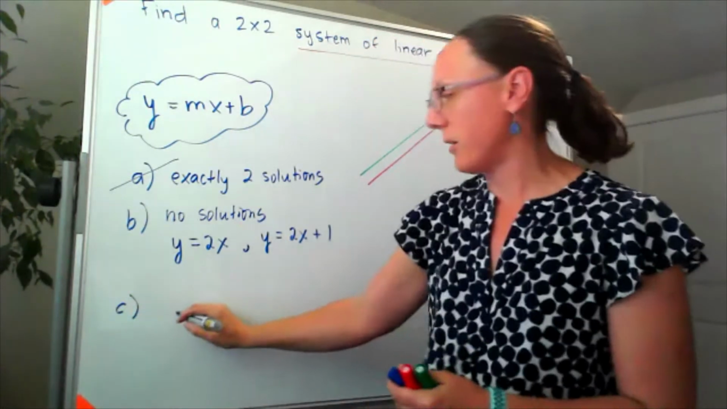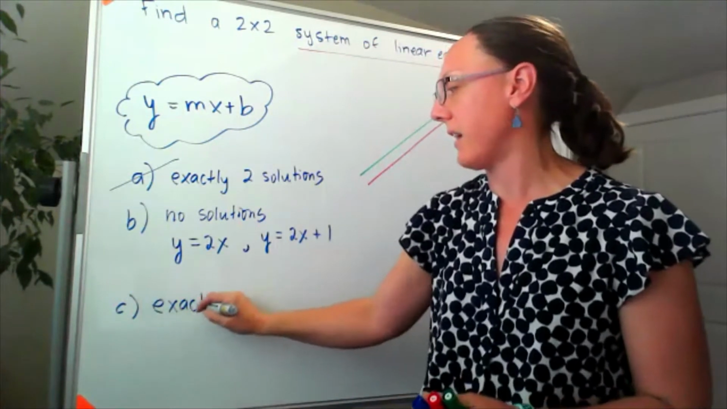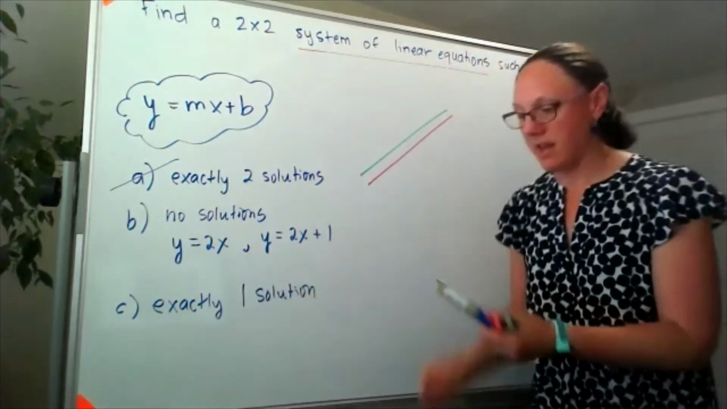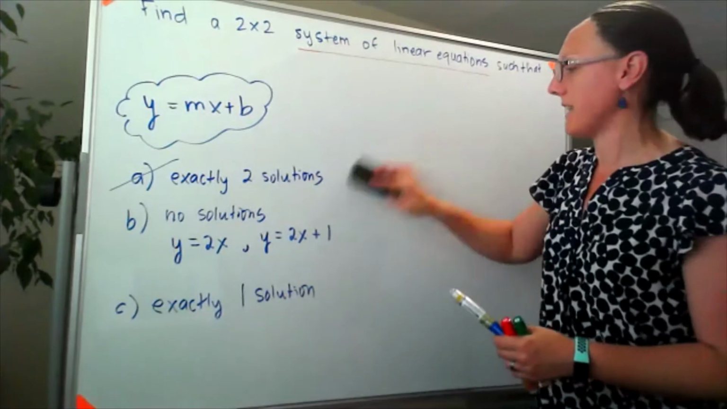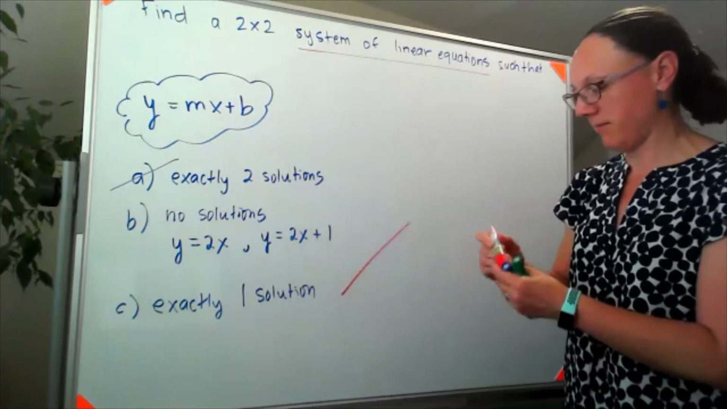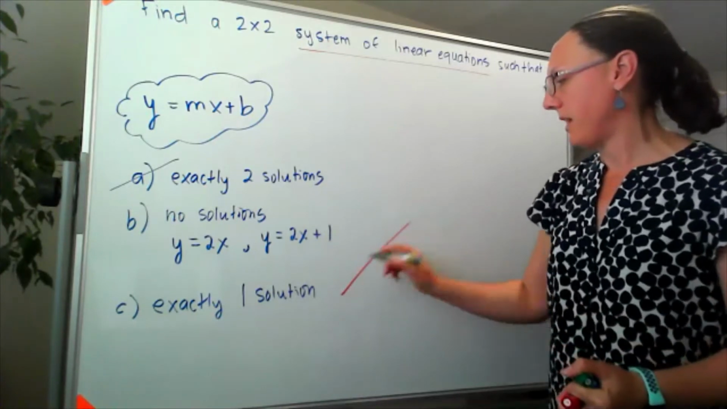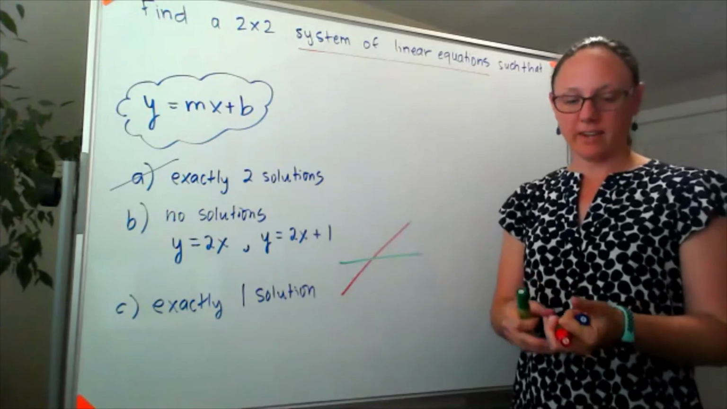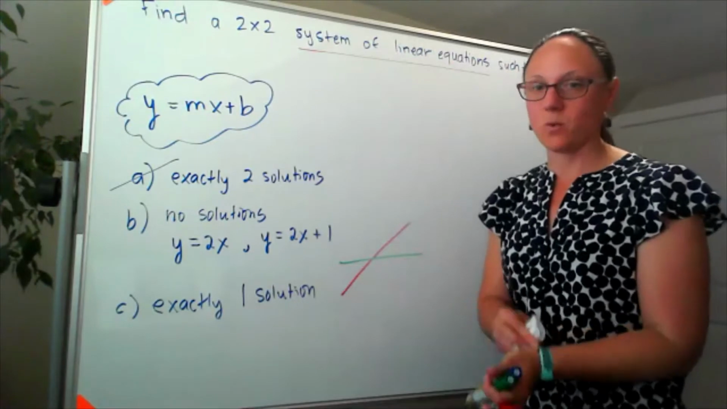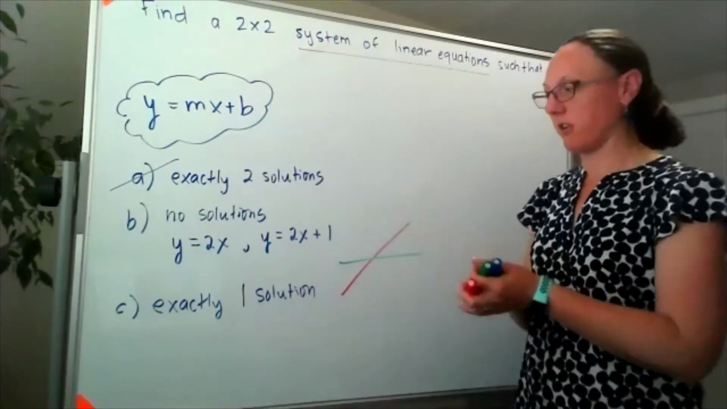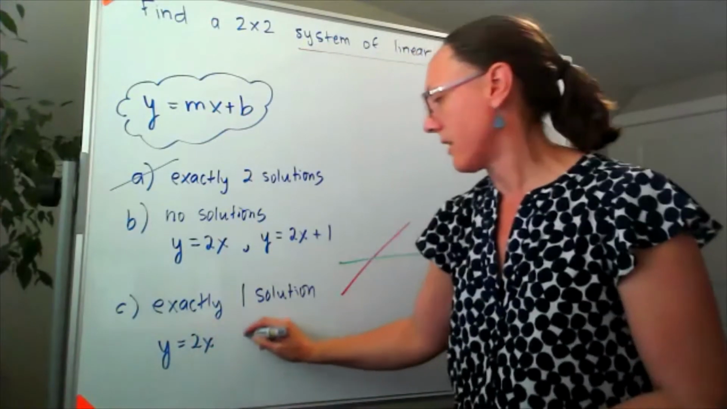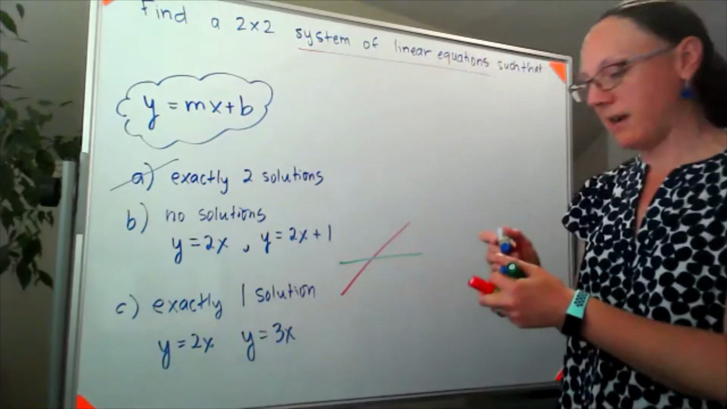Next, let's think about a system with exactly one solution. That's actually like the first one that I drew up there. To have exactly one solution, I'm looking for two lines that intersect. And it's pretty easy to make two lines that intersect because the only thing we have to do is make sure that they do not have the same slope. As long as they don't have the same slope, they should intersect. So how about y equals 2x and y equals 3x? Just keep my life easy.